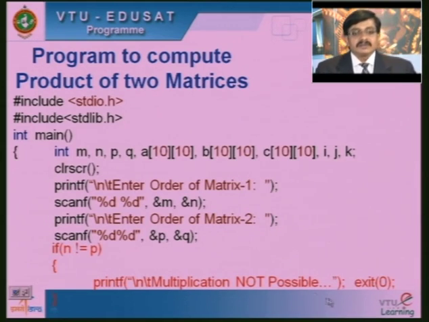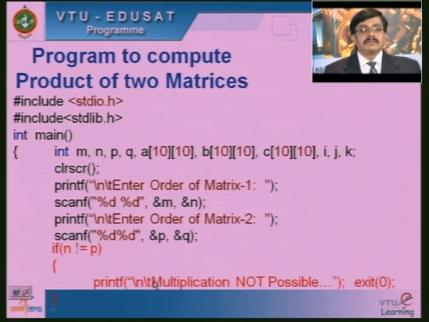Whenever we want to exit from the program, we use exit(0). The 0 indicates successful return from the program execution. So here you have to exit if the matrix orders are incompatible. If n not equal to P, it means I cannot perform the multiplication, so I will be terminating the execution there.